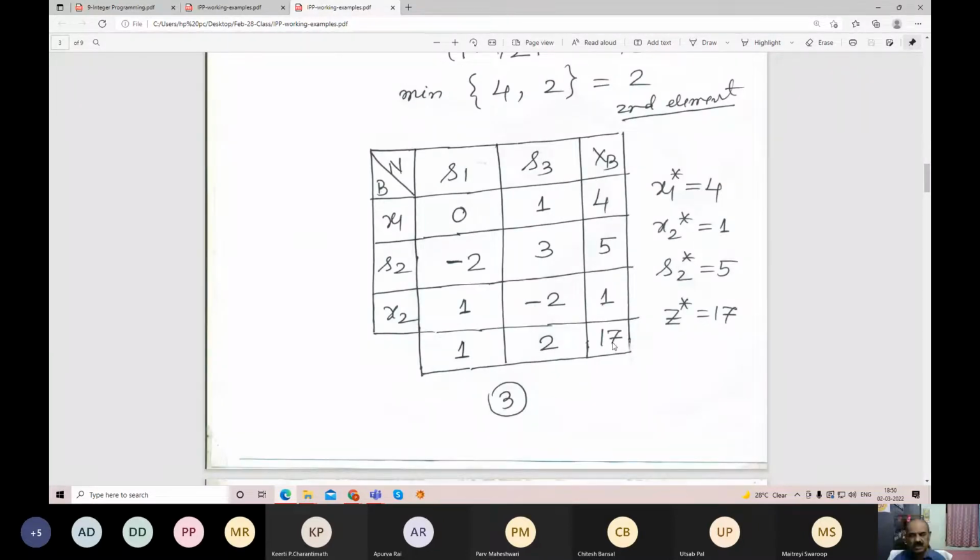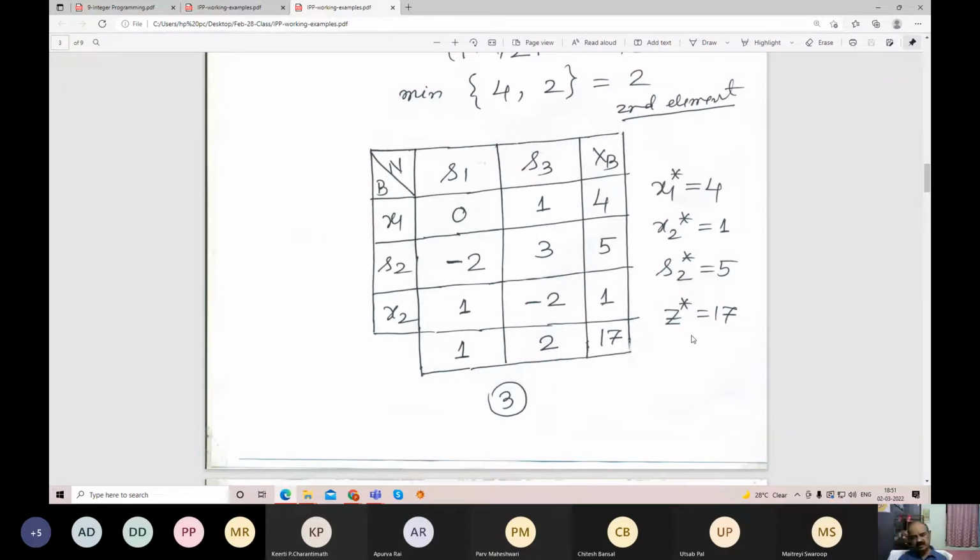Okay, so we got the answer, and this problem has no alternate optimal solution, because if there is an alternate optimal solution, then in the indicator row, elements 1, 2, one of them is 0, then it is possible. To conclude, all these 3 basic variables are integer. x1 is 4, x2 equal to 5, s2 equal to 1, and our z, that is the optimal value, is 17. Any confusion anywhere?